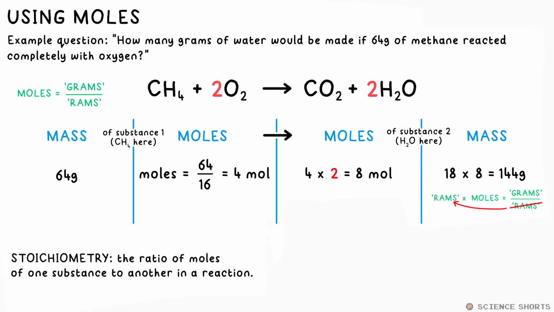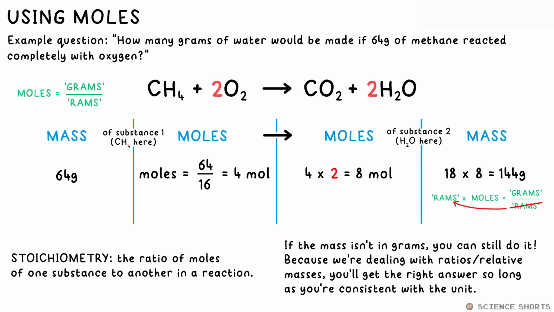So what we have to do then is turn this number of moles back into mass using our equation by rearranging it. Put it into a triangle if you have to and cover up mass. We have grams equals moles times RAM. So that's 8 moles times water's RAM of 18. That's 16 plus 2 lots of 1. That's 144 grams of water made.